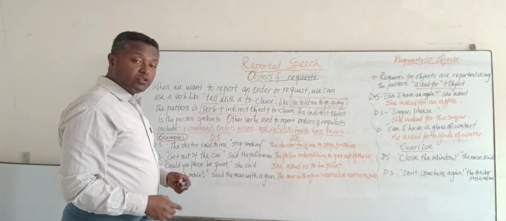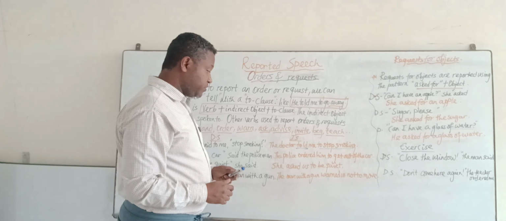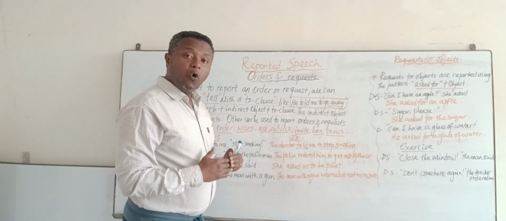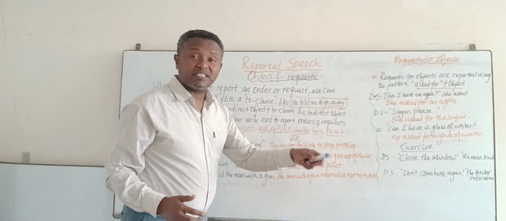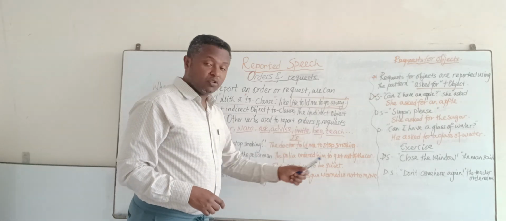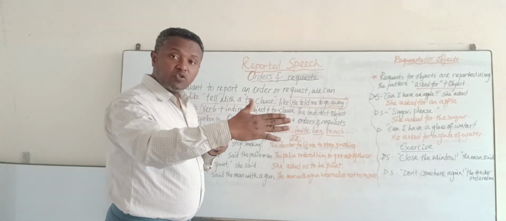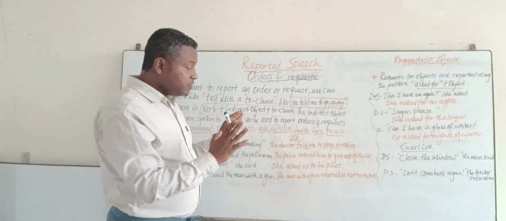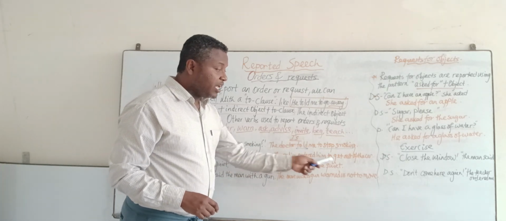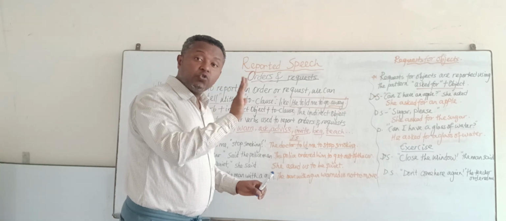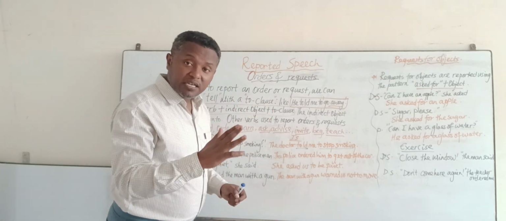The second one: get out of the car, said the policeman. So the policeman ordered him to get out of the car. Except we add the to phrase, the rest of the direct speech part is fully used here. Stop smoking, get out of the car, but we add to. The policeman ordered him to get out of the car.